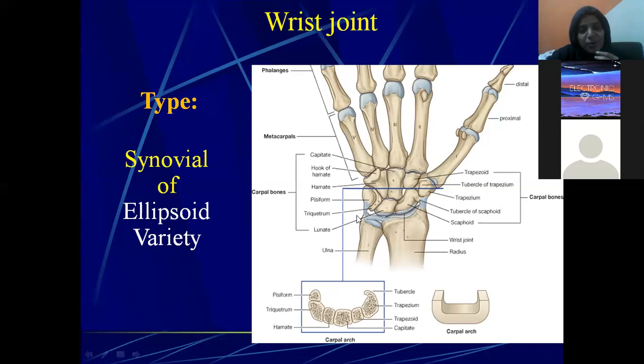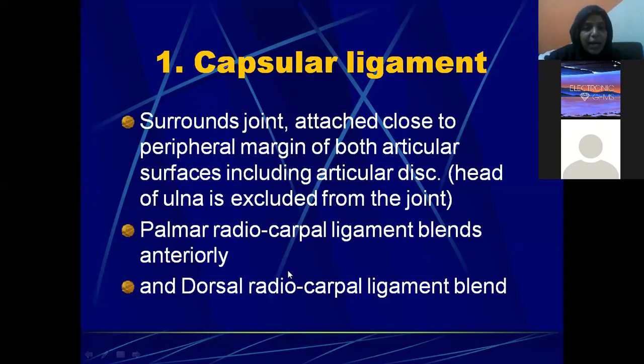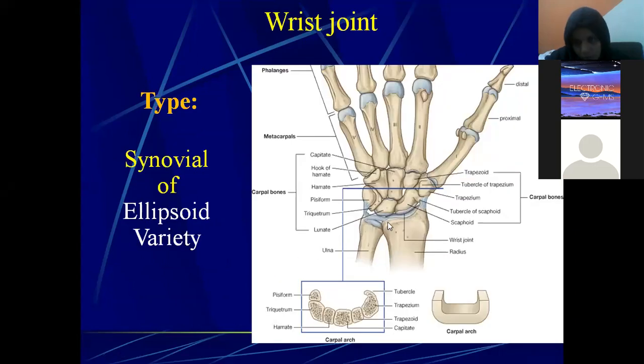So the wrist joint is a synovial joint of the ellipsoid variety. The outermost covering will be the capsular ligament. The inside lining of the capsular ligament is the synovial membrane. Like the radial and ulnar collateral ligaments which we used for the elbow joint, the same names are used here also: the radial and ulnar collateral ligament. Always, even without reading, you should think that the margins of the bones give attachment to the capsular ligament.